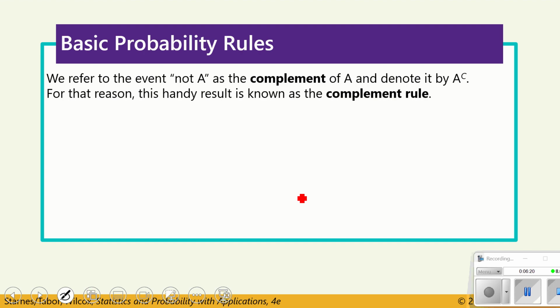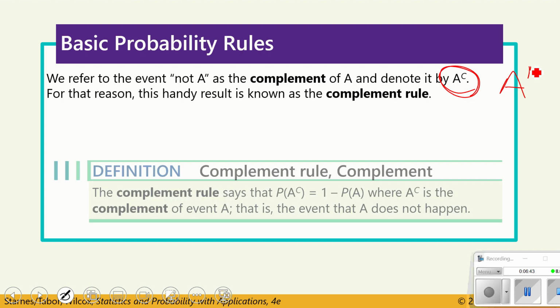We refer to the event not A as the complement, and we talked about complements the other day. Here is another notation, and it kind of just depends on what textbook you're using. That looks like an exponent, that's the position it's in, so A complement. This is the same thing that we showed you the other day about A naught. Those both mean the exact same thing. So this is the complement rule, or the opposite rule.